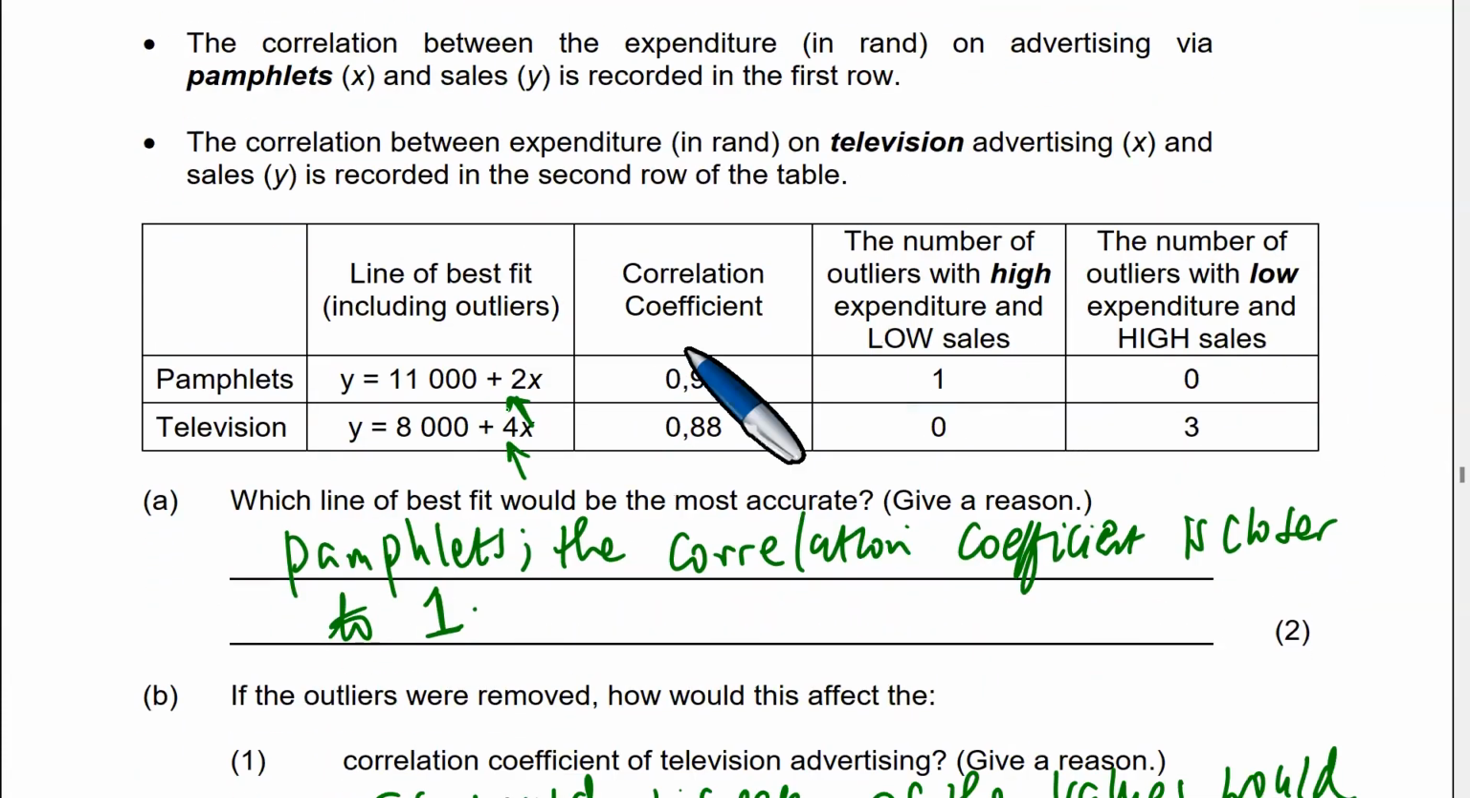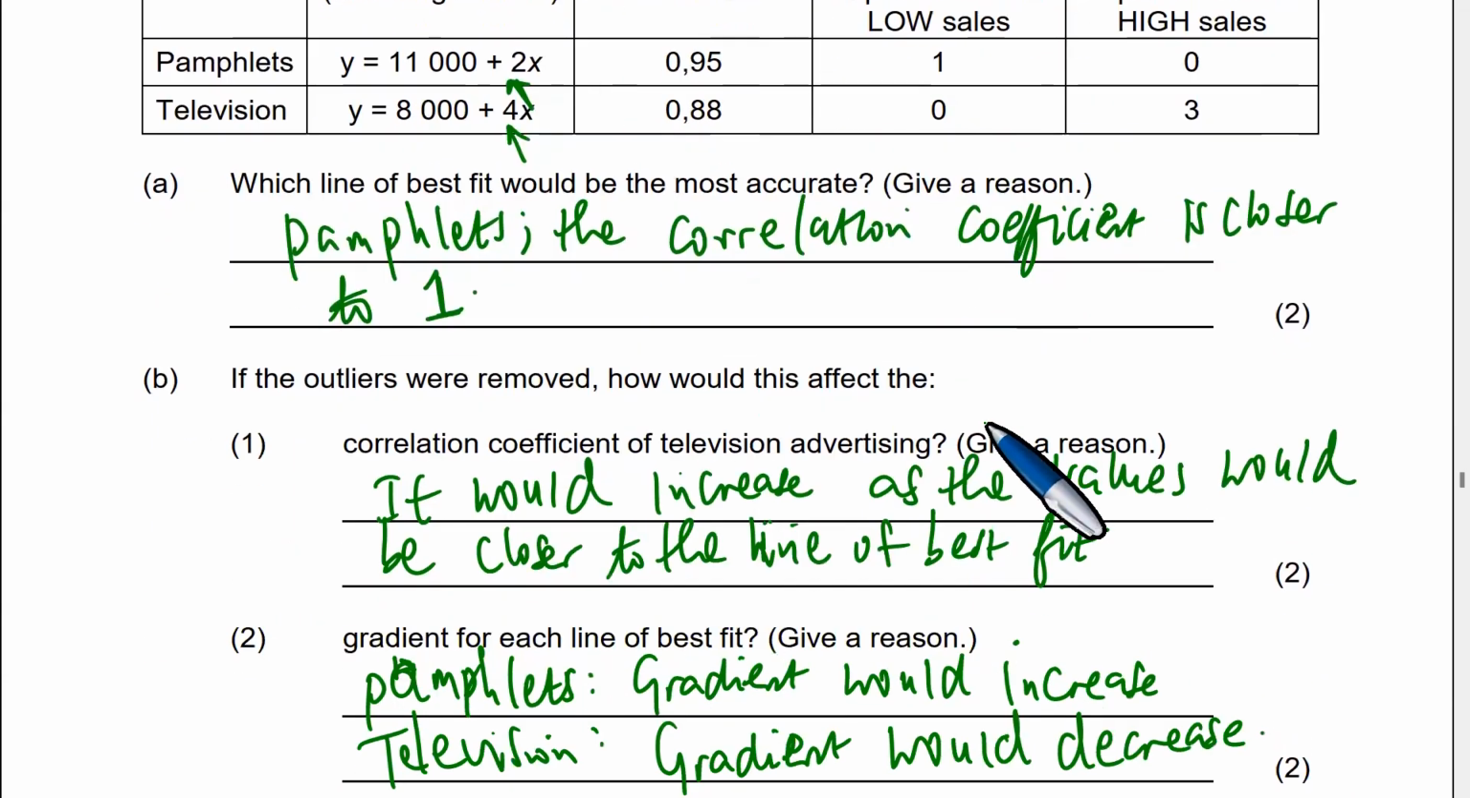Because of the high sales, because this pamphlet now is having outliers on the low sales. Yeah, this one, high sales, that's where we have the outliers, like 3 of them. So we would choose the television, because of the high sales. We want to sell more if we're in business. We don't want to sell less. Okay.